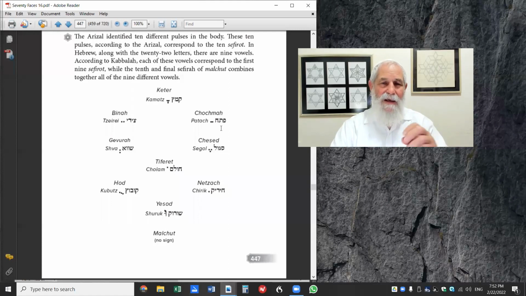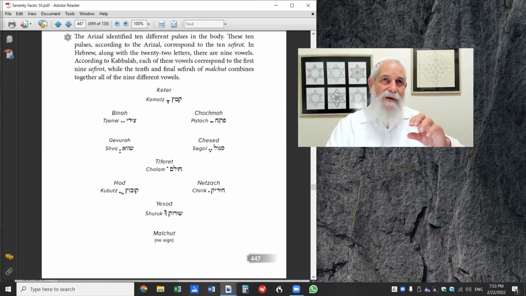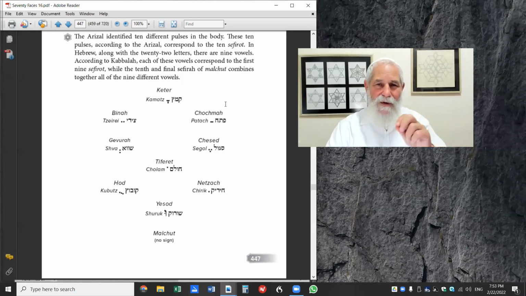and without the vowels, we can't even say the words. You have individual letters, but there's no movement. And that's why sometimes the vowels are called tenuot, like the movers. They move the energy from letter to letter to allow us to have a word, which then is a concept.